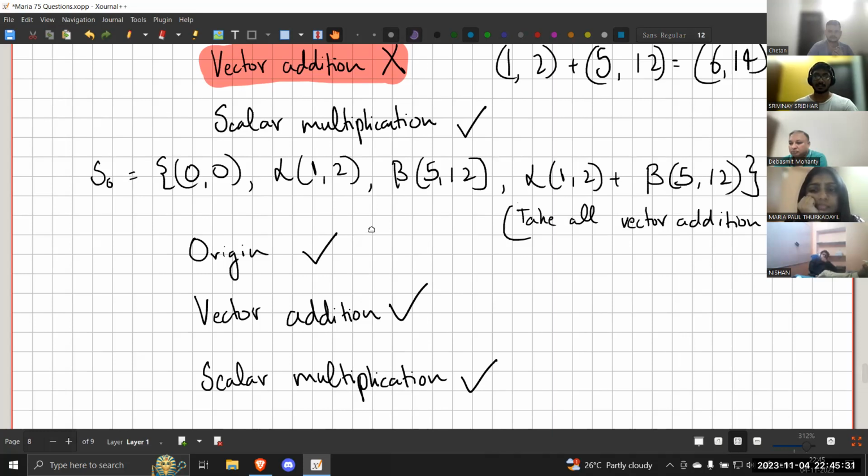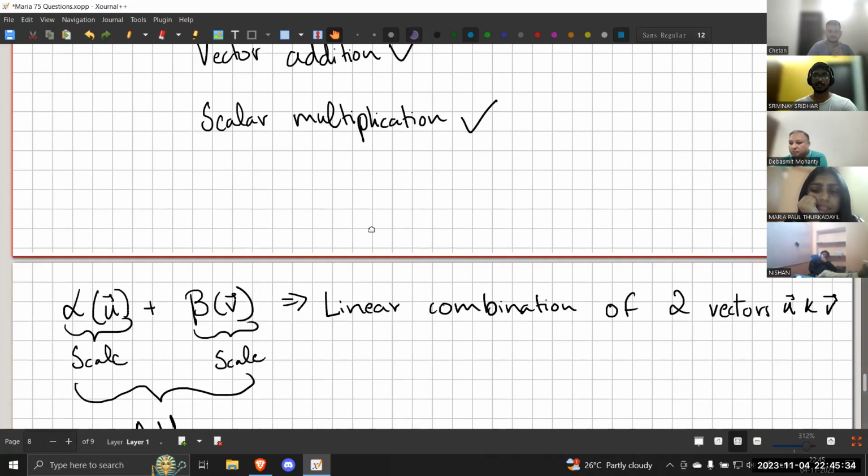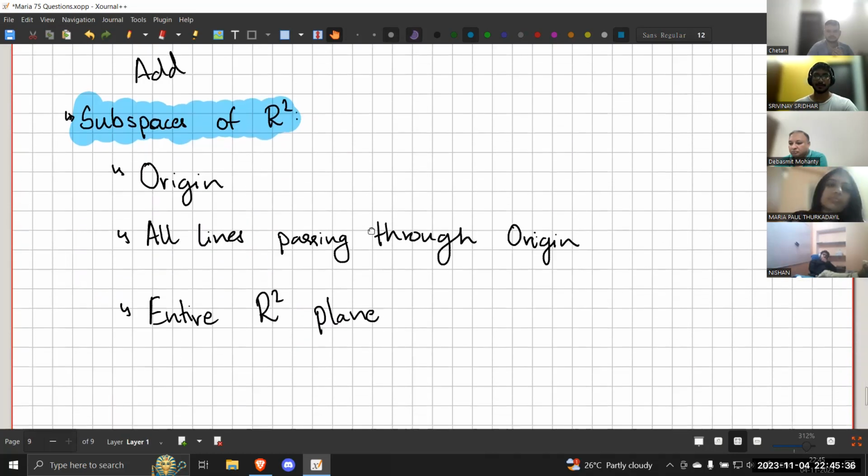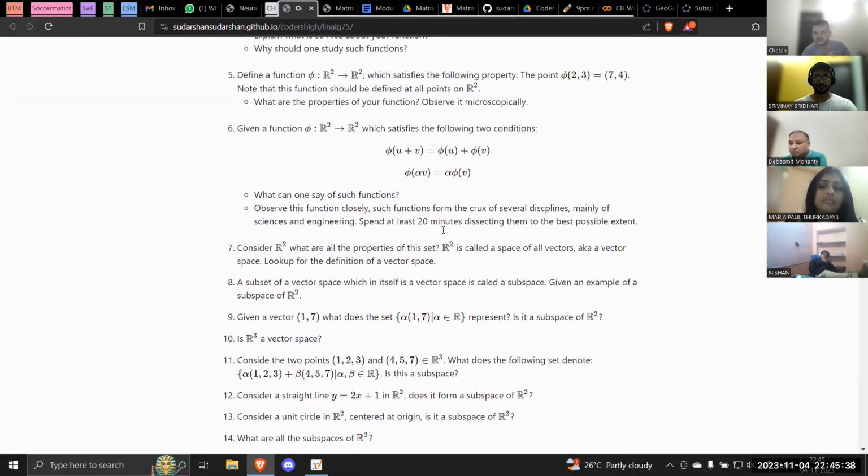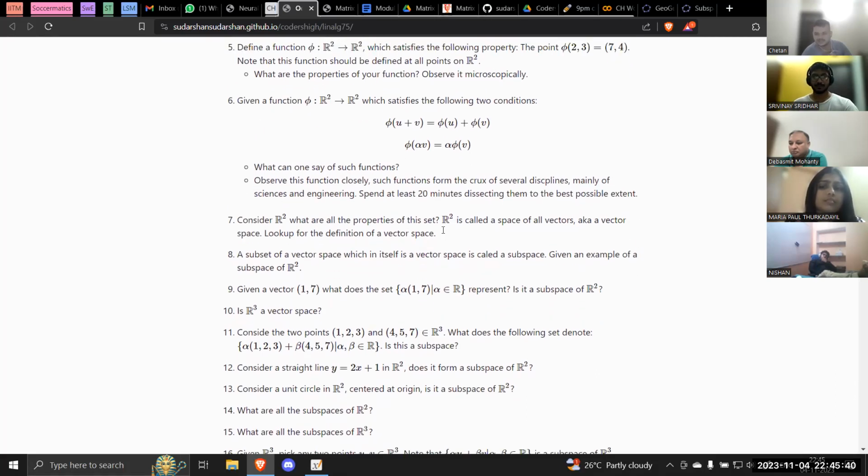And taking all combinations will result in all the other points of R2. Okay, Aditi says the null set does not make a subspace of R2 because of the origin condition. Yes, right. If you have nothing in your set, that's not a subspace because you don't have the origin. Thank you, Aditi, for pointing that out.